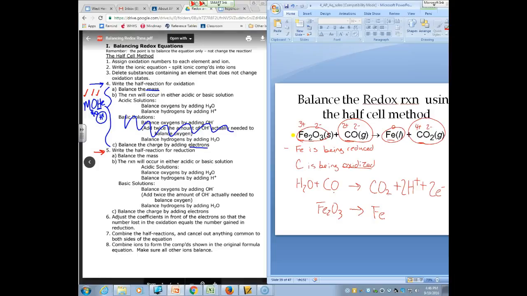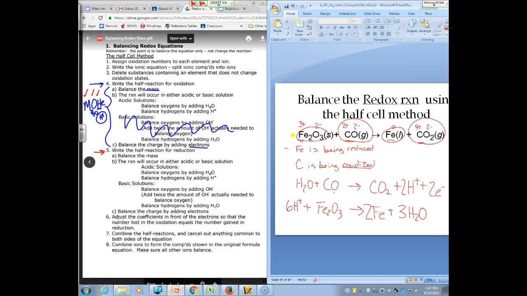So mass, well, I've got 2 irons on the reactant side and 1 iron on the product side, so I need to put a 2 here. Now I need to balance my oxygens. I have 3 oxygens on my reactant side, so I need 3 oxygens on my product side. Then I need to balance my hydrogens. I'm going to balance hydrogens by adding H+. On my product side, I have 6 hydrogens, so I need to add 6 H pluses on this side.